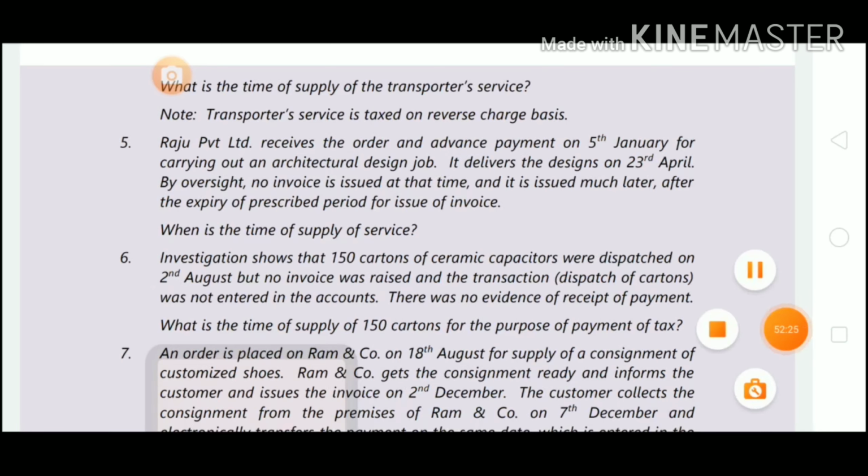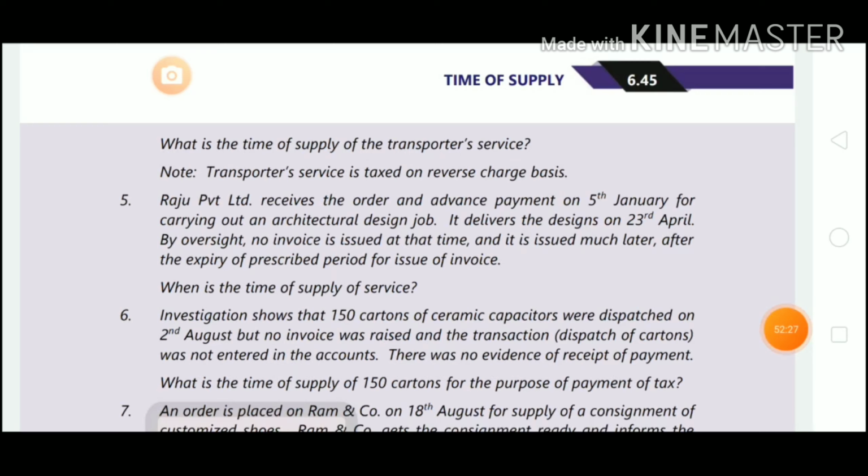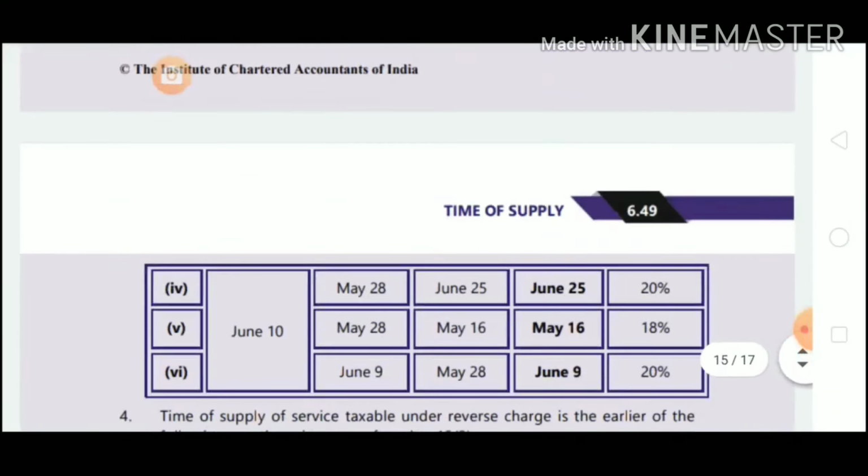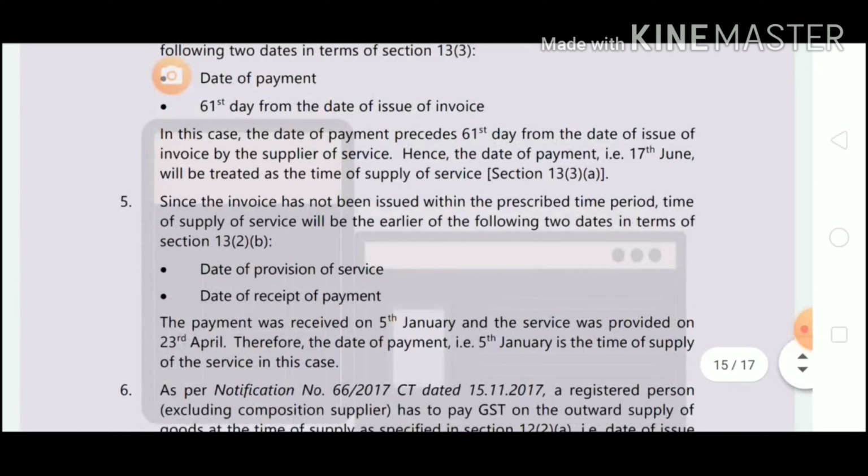In this case, invoice is not issued timely, means invoice is not issued within 30 days, they are saying. So obviously we'll take earlier of date of provision of service or date of payment. See the answer. Answer number 5. Since the invoice has not been issued within the prescribed time period, time of supply of service will be the earlier of the following two dates in terms of section 13 subsection 2 clause B. Date of provision of service or date of receipt of payment.